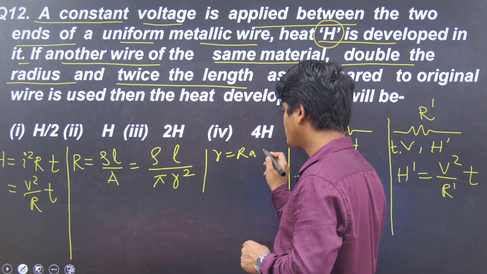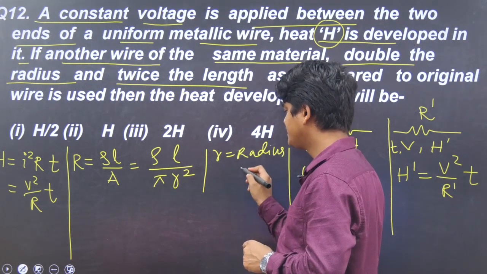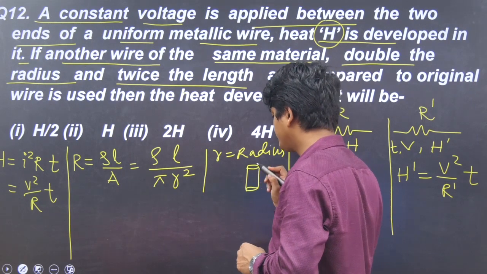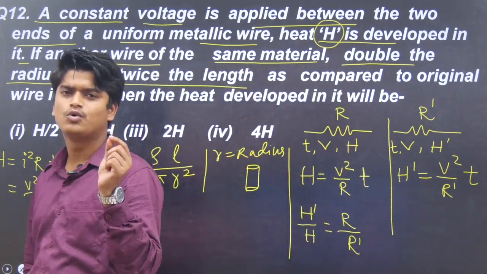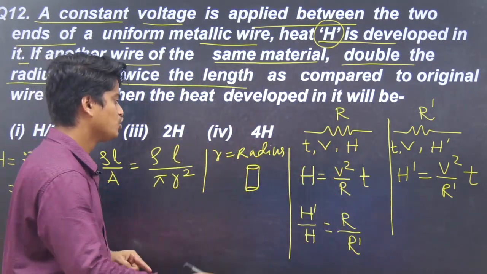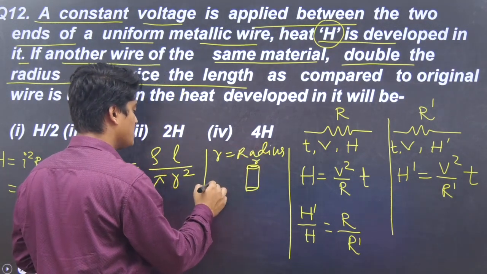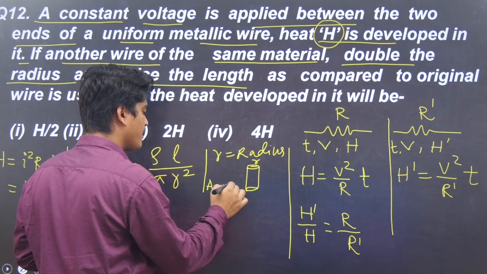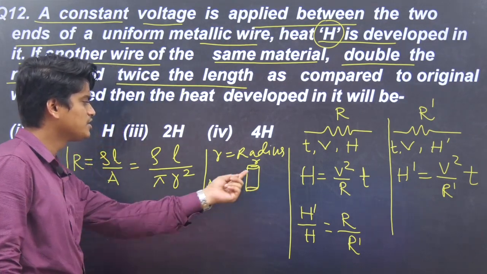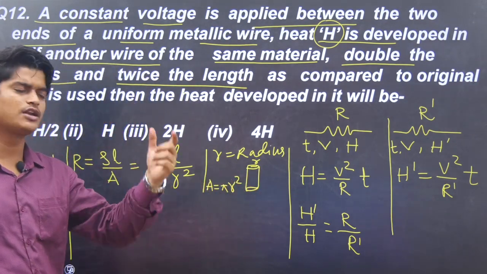And remember why I took this? Because a cylinder-type wire is always taken. Whenever the word wire comes, we always take it as a cylinder, so it will have a small radius R. That's why radius R is given. Now the area will be pi R square, because the area of a circle is pi R square, that cross-section we are taking.